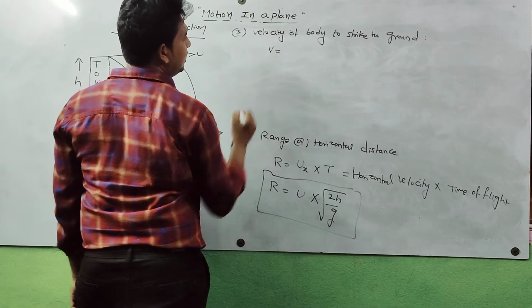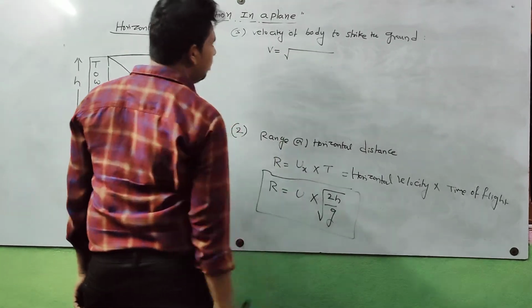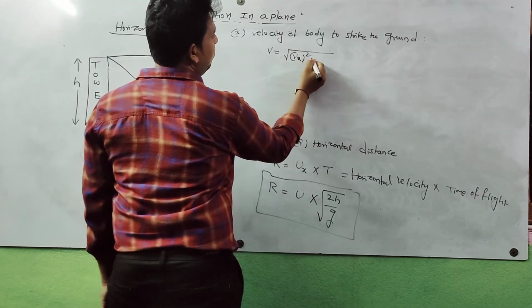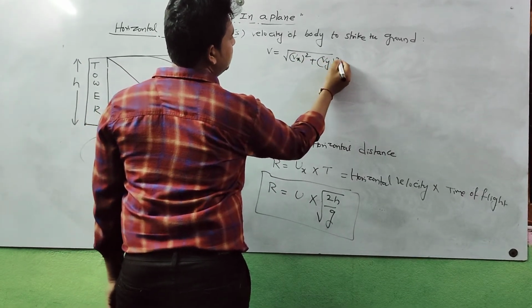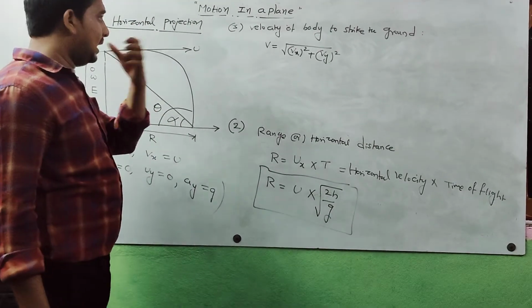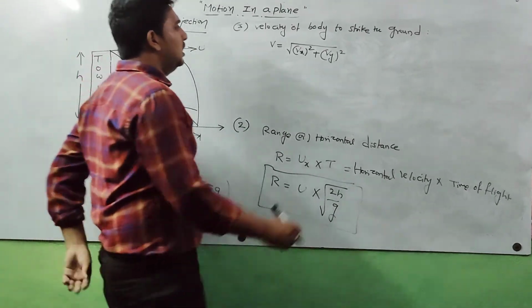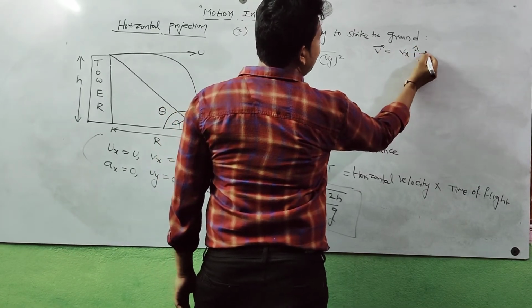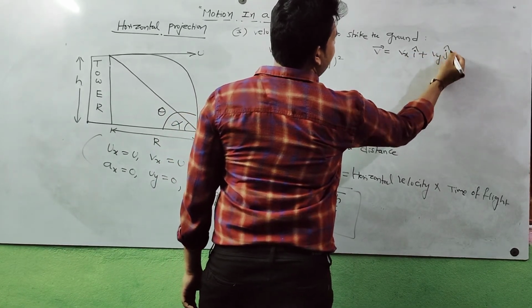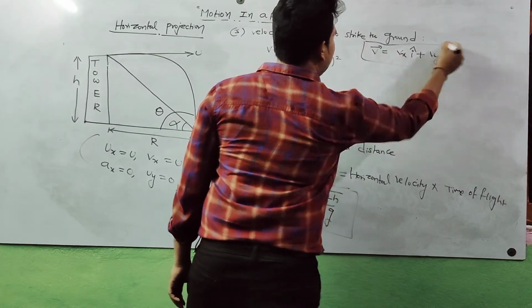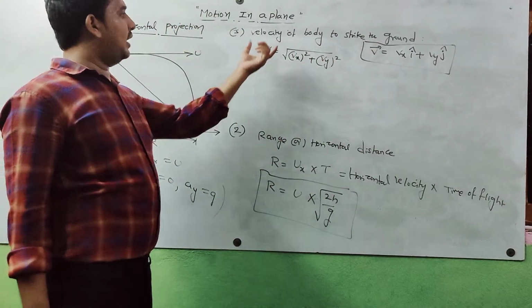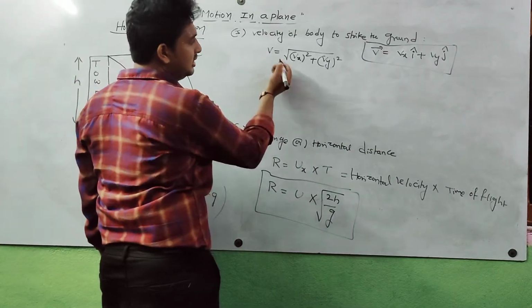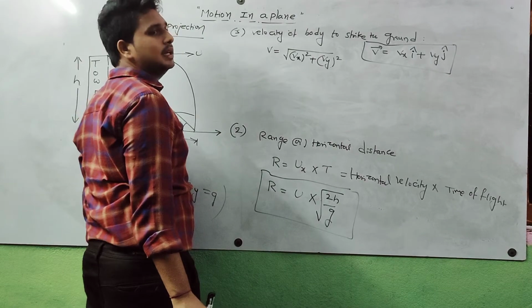So that means V is equal to square root of Vx square, the horizontal component, plus Vy square. This is the formula, because we want the magnitude of velocity now. How to represent it in vector format? In vector format, V bar is equal to Vx i cap plus Vy j cap. This is vector notation. In case of finding velocity, we are considering magnitude. So magnitude of velocity V is equal to square root of Vx square plus Vy square.